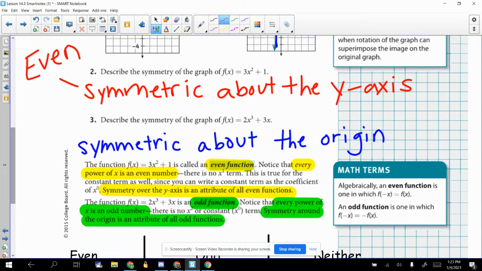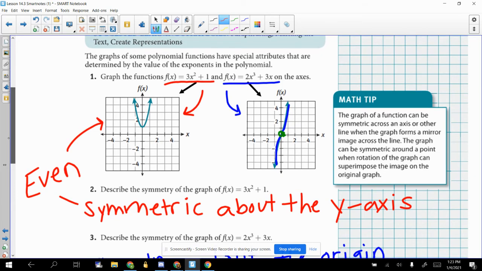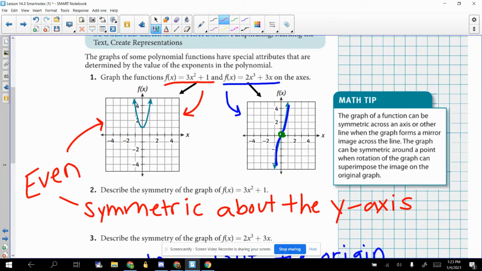It says, notice that every power of x is an even number also. So for example, 3x squared, that is an even number. And then 1 is a constant. So we can think of that as like x to the 0. So that's also even. So that's what makes this an even function. Okay.